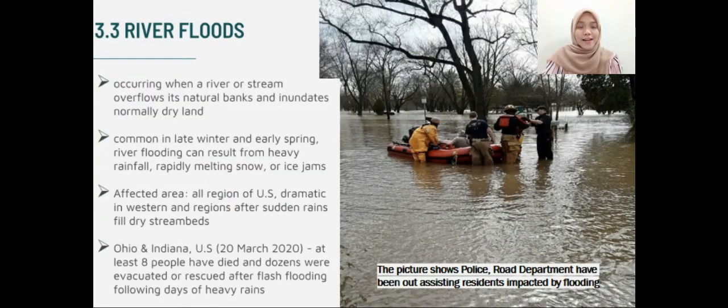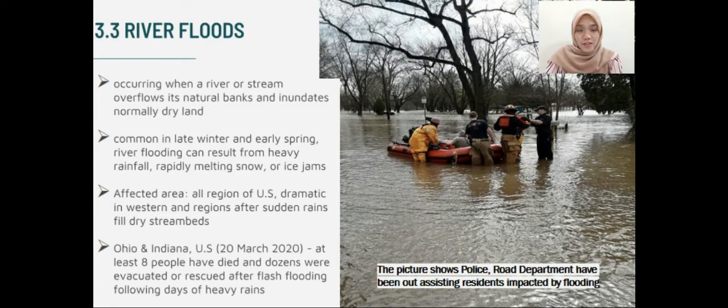The third natural hazard in this region is river floods. River flooding is an accumulation of water over normally dry land. It is caused by the overflow of inland water, such as rivers and streams, or by other sources such as heavy rains or drought. River floods commonly happen in late winter and early spring, which can result from heavy rainfall or the rapidly melting ice chains.